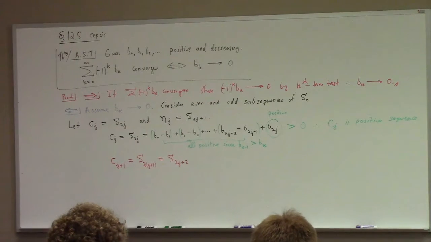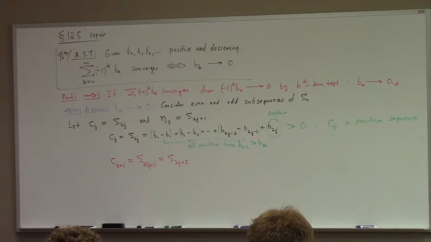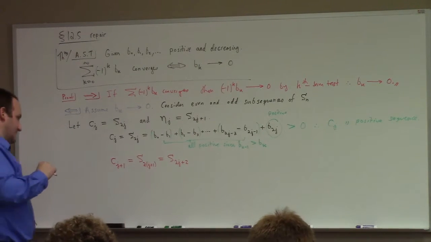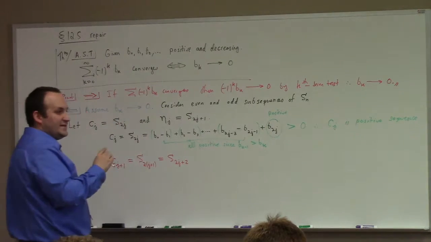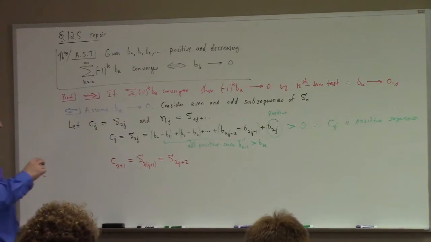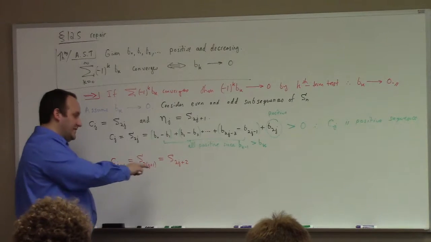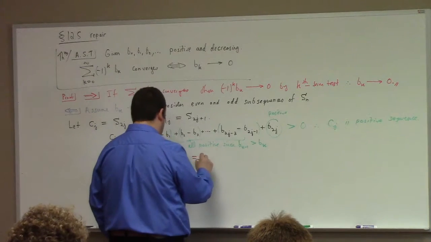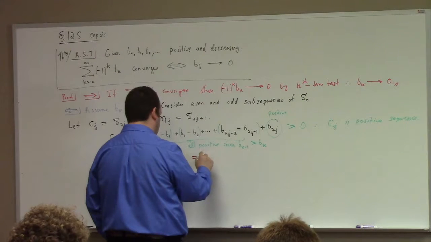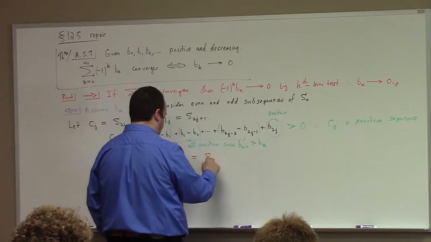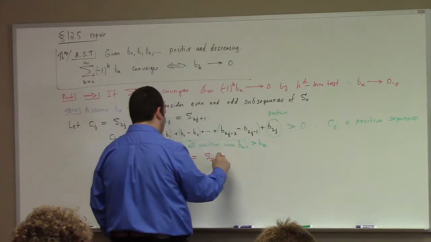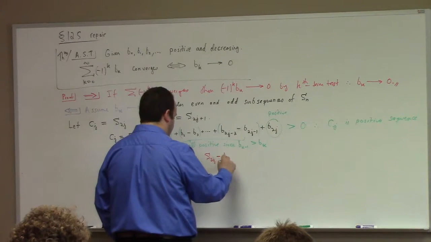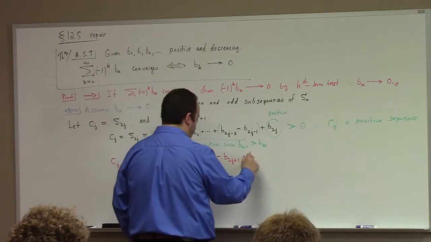Which, by the bounded monotonic sequence theorem, converges to its greatest lower bound. Now that doesn't have to be 0, but it has to be something. What that something is depends on the details of the actual series, right? But I need to show what this is. This is equal to S_2j minus b_(2j+1) plus b_(2j+2), right?